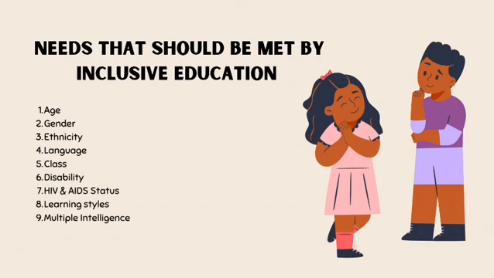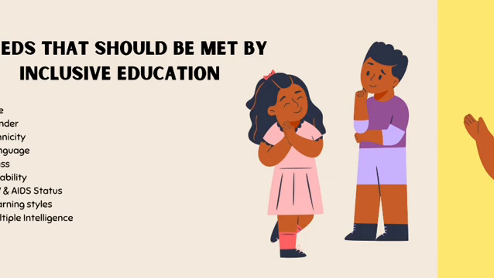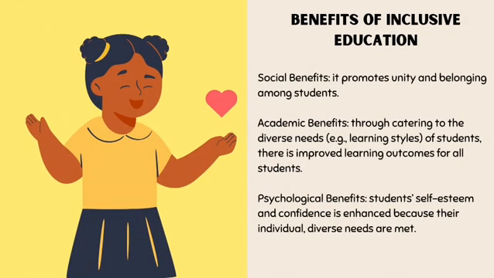These are some of the needs that should be met by inclusive education: age, gender, language, class, amongst others. By meeting these needs, students don't feel excluded or discriminated against because they are catered for. Some of the benefits of inclusive education include social benefits, which promote unity and belonging among students. This helps so that students don't discriminate against one another because they accept each other.